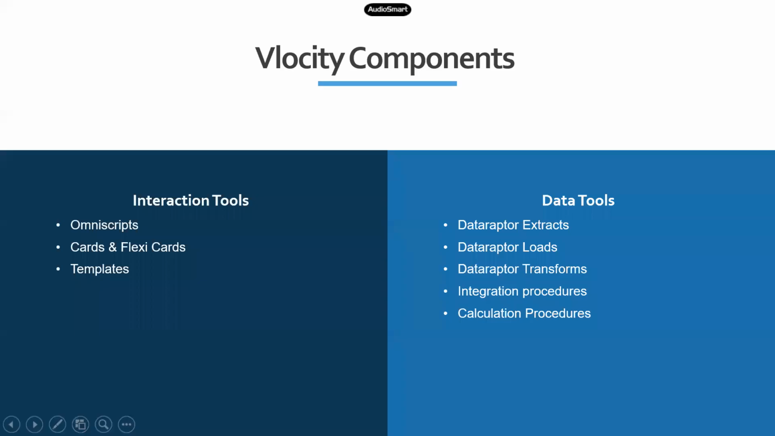Now let's get back to the Velocity components I have been talking about, which let you do the customization, like achieving complex logic and business flows using simple configuration, right? So Velocity has divided that into two things: interaction tools and data tools. Interaction tools are the ones you can use to build a UI, and data tools are the ones which can process your backend logic, right? So let's start with Omniscript.